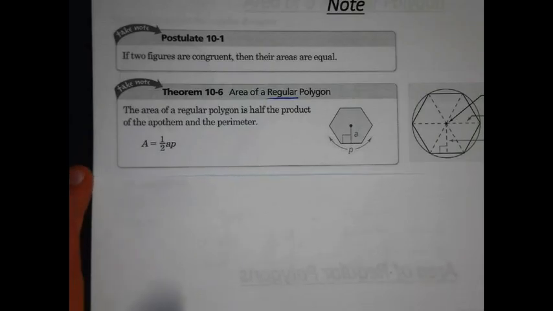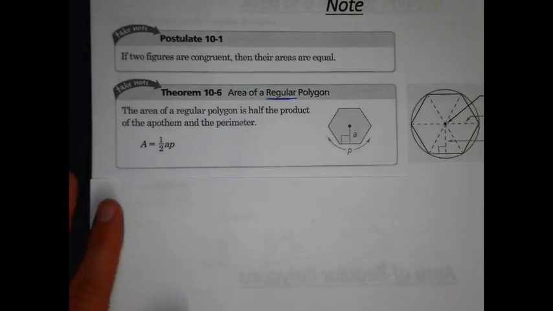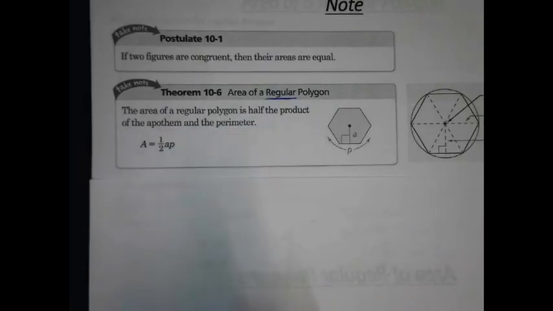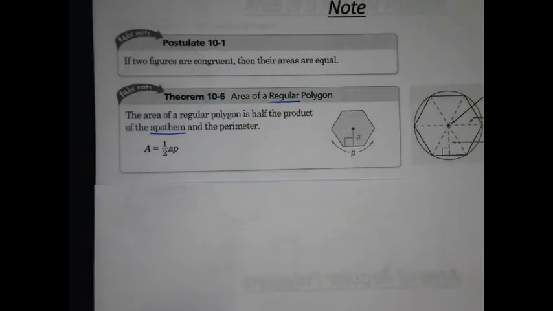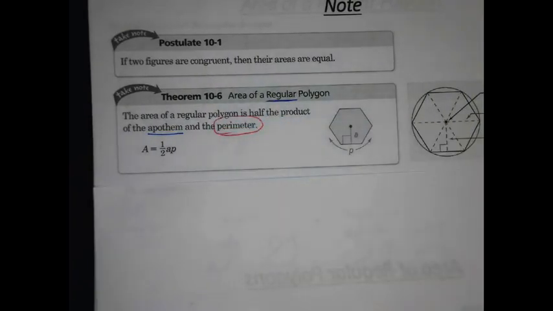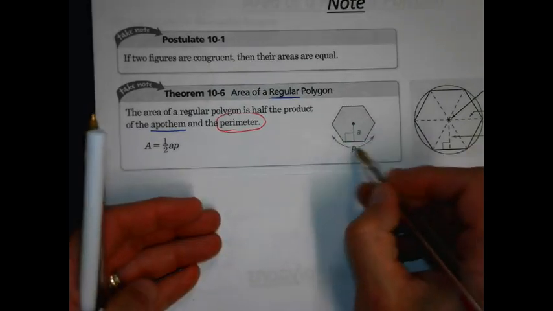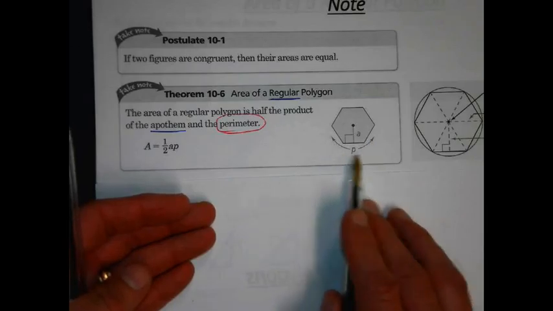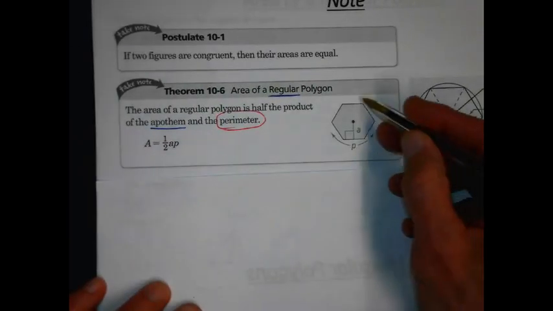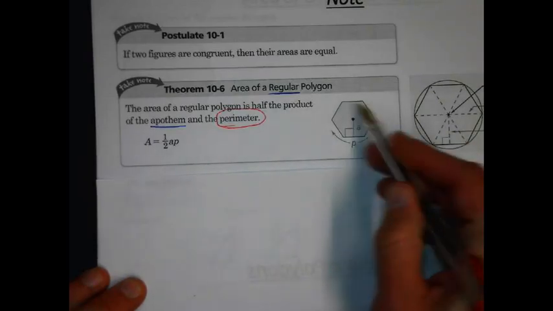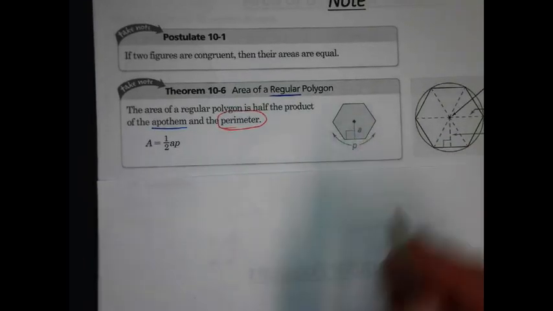Okay, so what is the area of a regular polygon? The area of a regular polygon is half the product of the apothem and the perimeter. So you have to remember what perimeter is and how we find it. Perimeter, as you can see from this very helpful diagram, is the way around, the addition of all the lengths. That's the perimeter. So when we add up all the sides of our regular polygon, we get a perimeter.